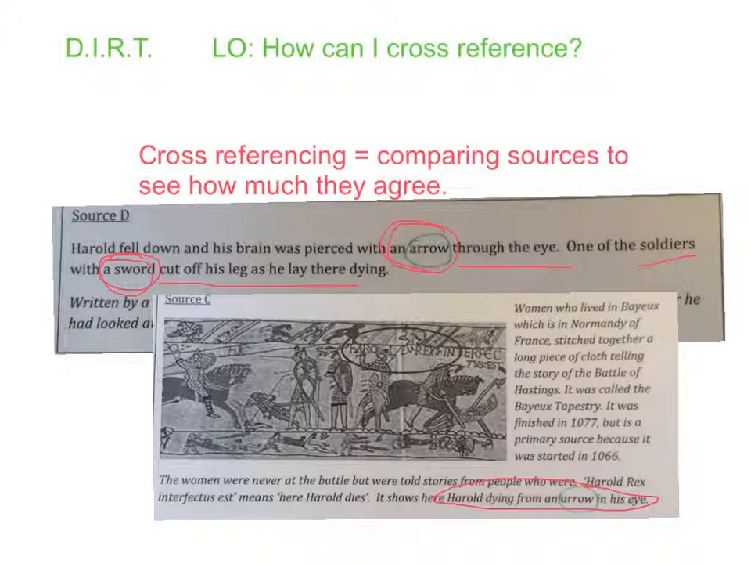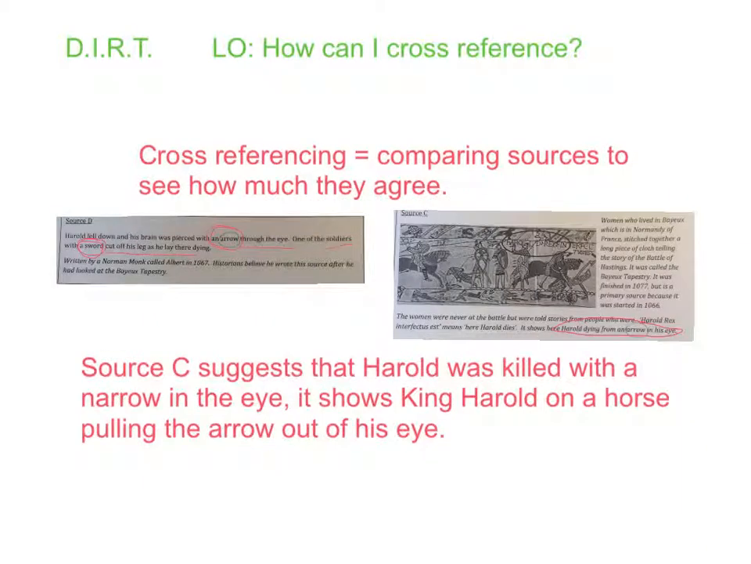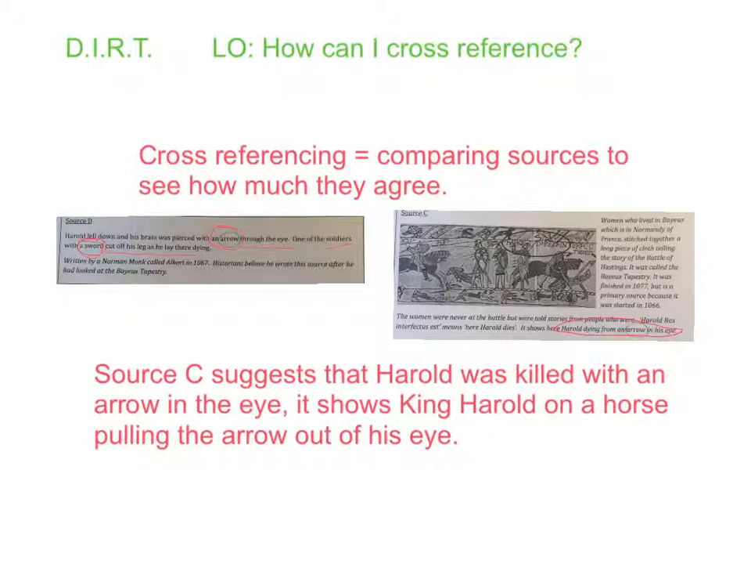We're going to cross-reference them. You can start by saying what one source shows you. So for example, source C suggests that Harold was killed with an arrow in the eye. It shows King Harold on a horse pulling the arrow out of his eye. So we've explained what source C shows us. But now we need to compare the source to see how much it agrees with other sources.